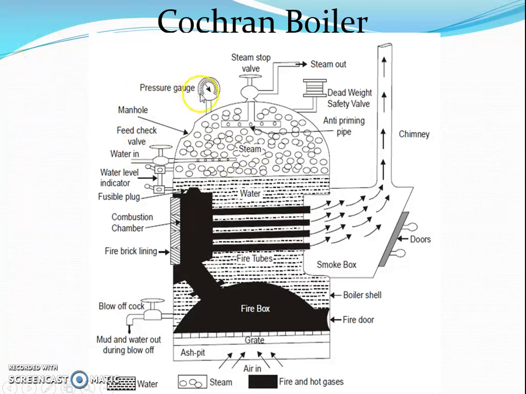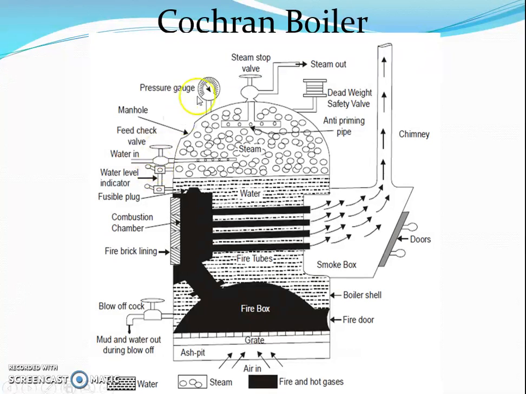Over here we have the pressure gauge. It basically measures the pressure of steam within this boiler. Next is the water level indicator. It is connected in between this water space and steam space. So through this glass tube, one can easily see the level of water.